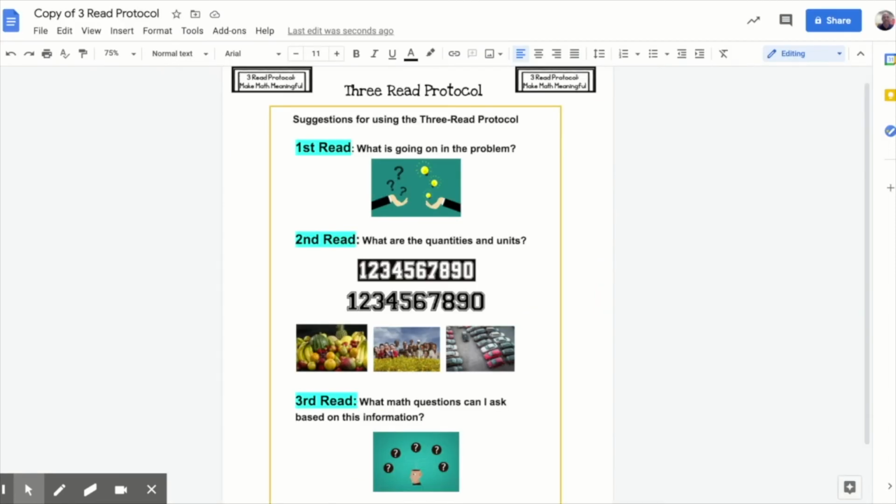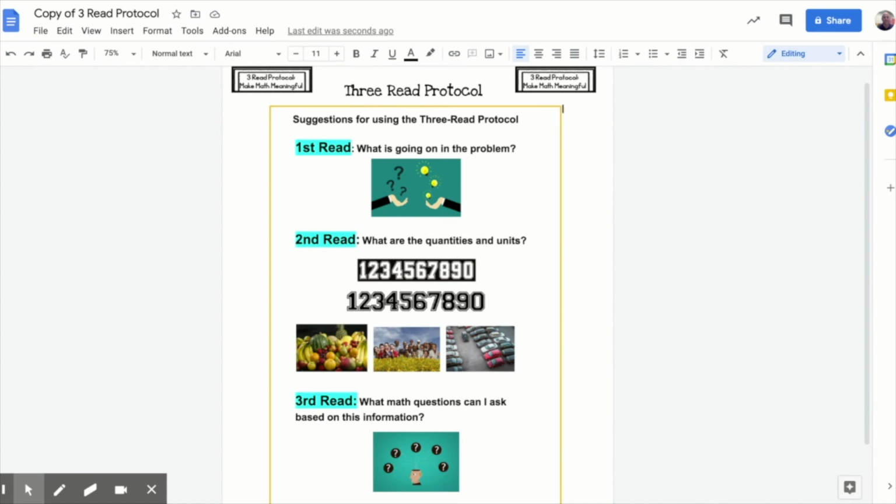So one of the organizational strategies that we've been working with students over the last couple years is the 3-read protocol. So it's important for you as a parent to understand how your child should be using this when they're solving math word problems. This is an organizational tool for students to just get the problem started. So in a 3-read protocol, if you hear a teacher talking about this or your child mentioning this, this is how it's set up.